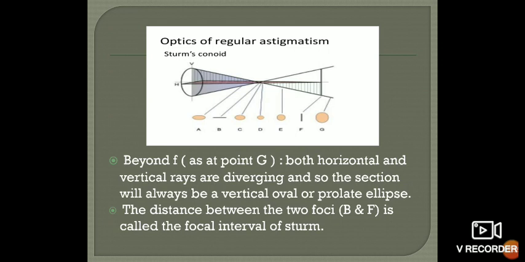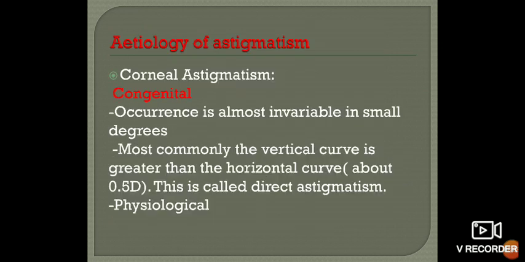Okay, so this is a very important question from the exam point of view. You have to draw a diagram for each of these, and you have to explain the shape of the section at each level. Okay. So now we will move to astigmatism.